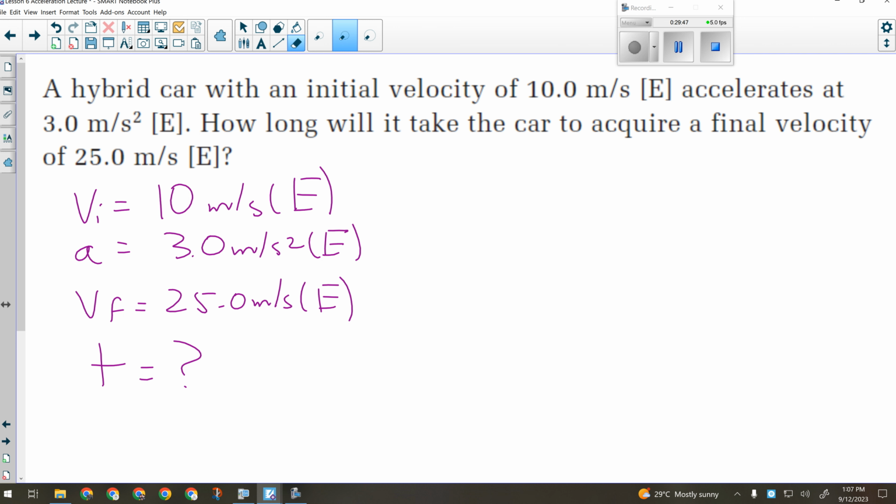Okay, so I've got to find time. What formula am I going to use here? Exactly. This is the one that matches the values given to me in the question. Right now, it isn't set up to solve for time, but that's okay, because I can do algebra. I can make it solve for time.